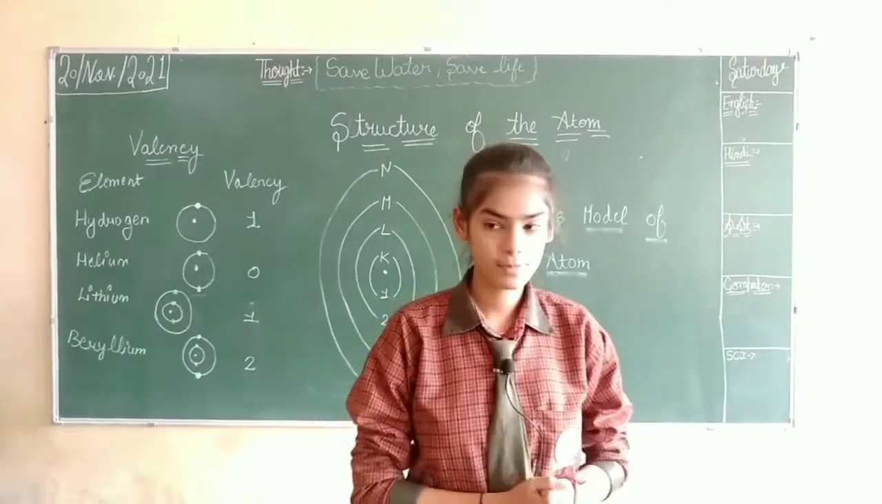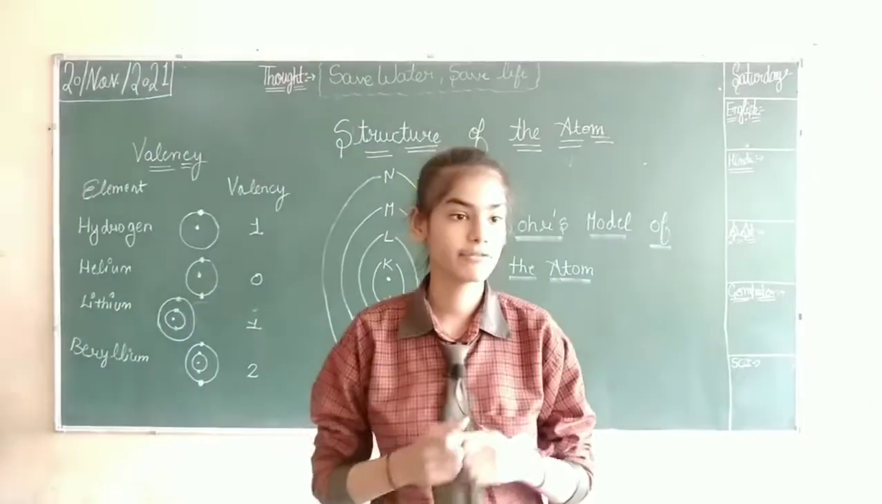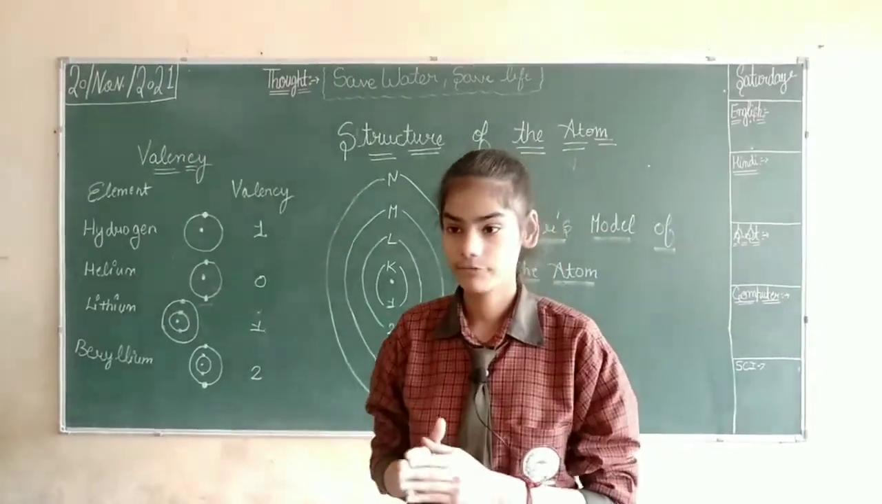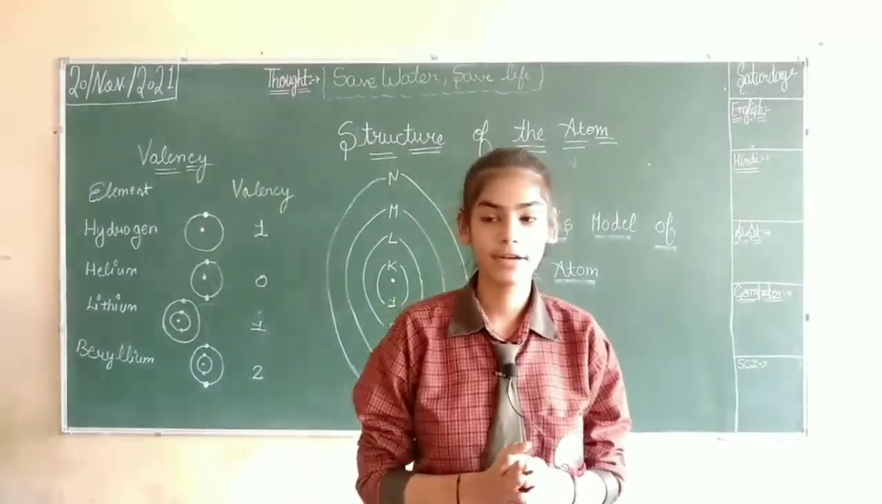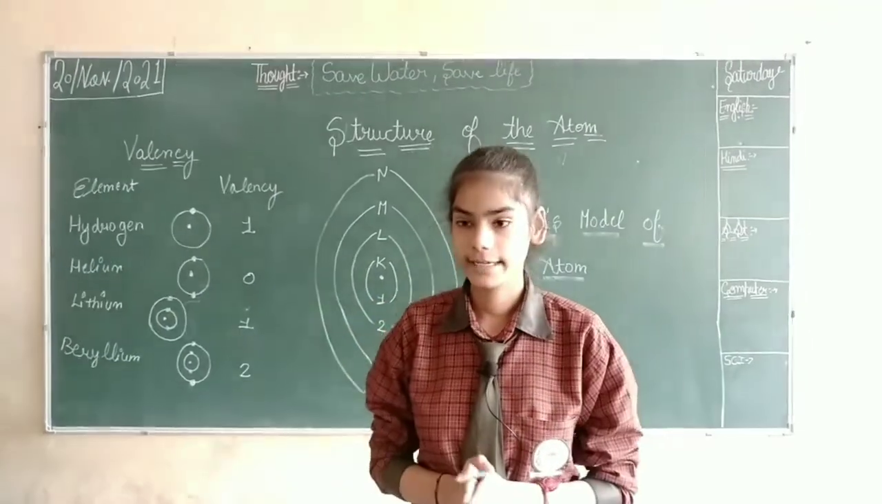Now about isotopes and isobars. Isotopes are atoms which have the same atomic number but different mass number. Isobars have the same mass number but different atomic number. For example, argon and calcium. They have different atomic numbers, 18 and 20, but the same mass number, that is 40.